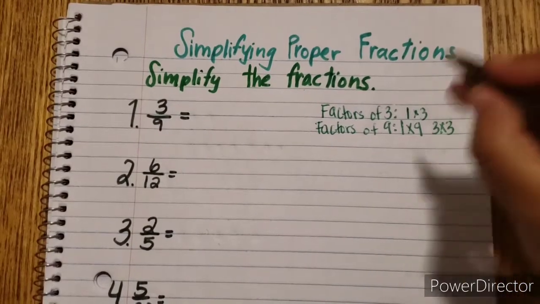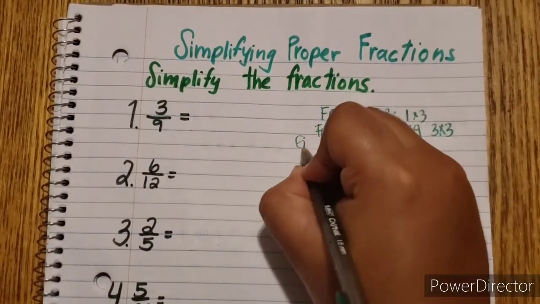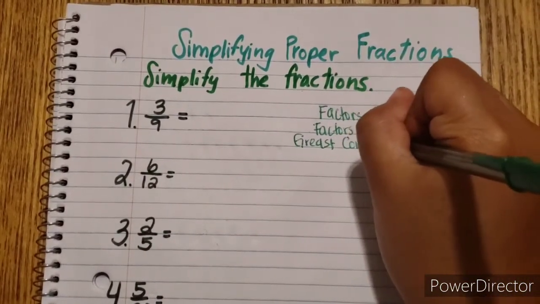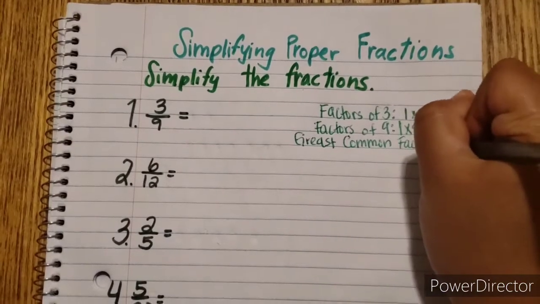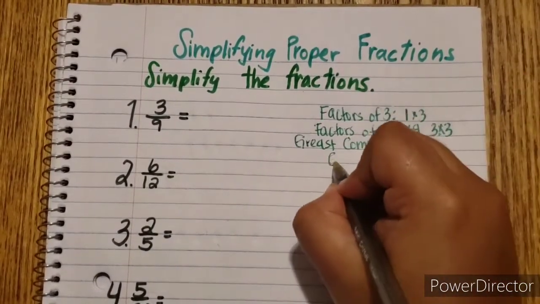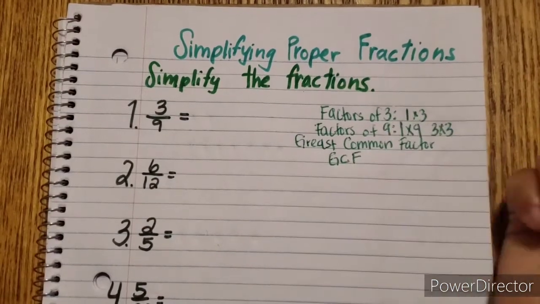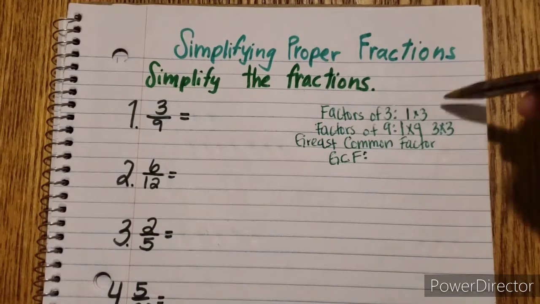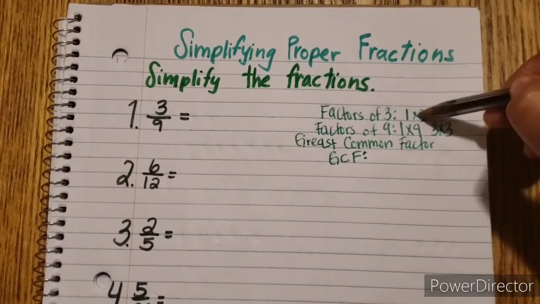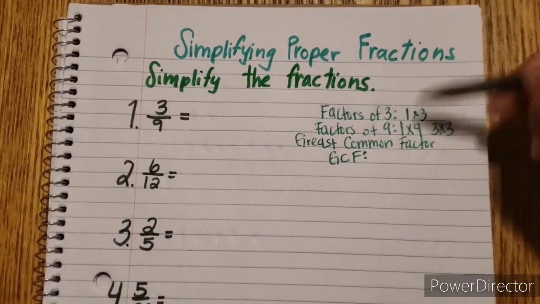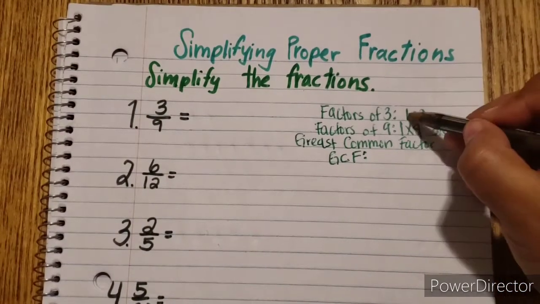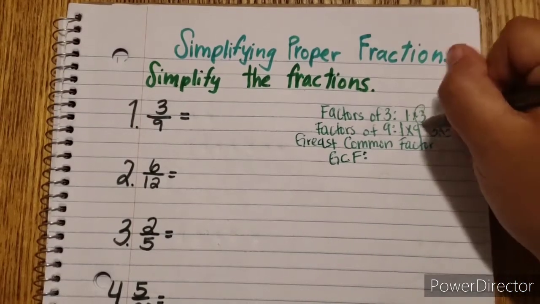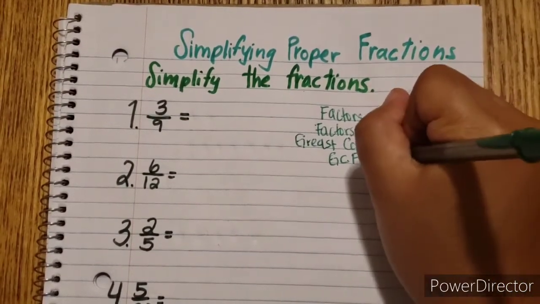So now we want to find the greatest common factor. We're going to call this GCF. So our GCF would be 3. If you see these, they have the number 3 in common, and that's the greatest number they have in common. They also have 1, but 3 is greater than 1. So our greatest common factor is 3.